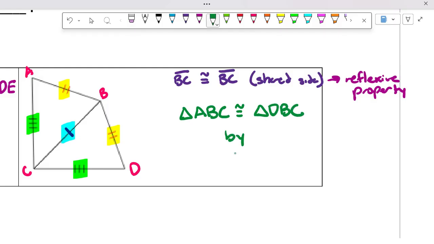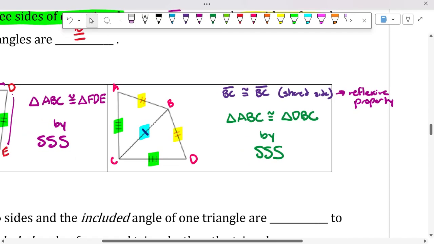And again, by side, side, side. So even though that third side wasn't marked, we can still mark it as congruent because they shared that side. And again, that's by the reflexive property that we can do that. All right. Any questions on side, side, side? That one's probably the easiest one to recognize because all 3 sides are marked.